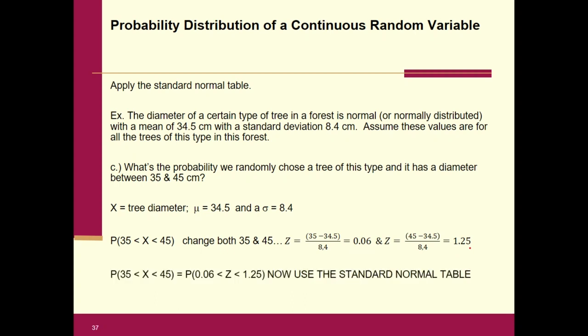So what does that translate into? That translates, so 35 and 45, that changes into 0.06 and 1.25, so x is now z. Signs aren't going to flip. Now, can we look this guy up? Can we look that one up? And absolutely, we can look that up based upon what I showed you maybe 20 minutes ago.